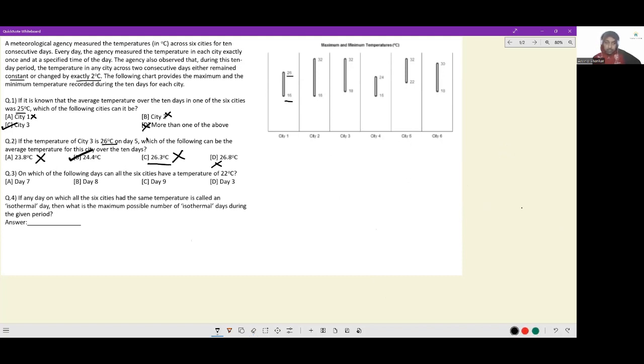Again, if we remember at the beginning, this paragraph looks simple, this graph looks simple, but processing wise, this is a fairly complex set. On which of the following days can all the 6 cities have a temperature of 22 degree? Okay, let's see. The earliest I can reach 22 degree in city 1. The earliest I can reach 22 degrees, 26, 24, 22, third day. In city 2, I can reach 16, 18, 20.